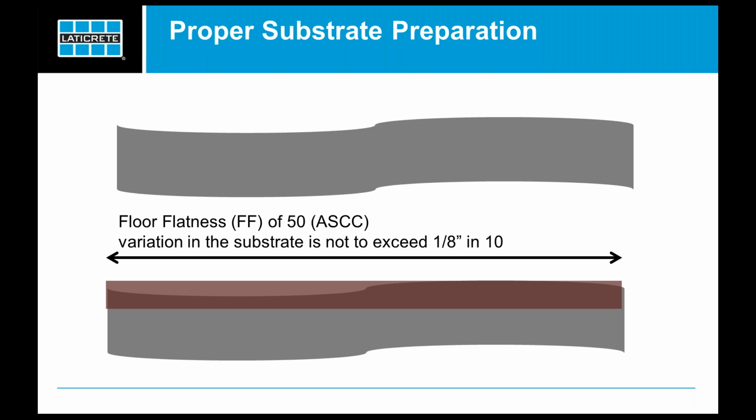And again, for these large materials, the Tile Council and ANSI recommend that the substrate variation not exceed 1/8 of an inch in 10 feet. So that's a floor flatness of 50. It'll be really challenging for a concrete contractor to hit that, so there will be some sort of surface preparation involved. If you're specifying or bidding on projects that have these large materials, just make sure that floor surface preparation is something that's being considered.